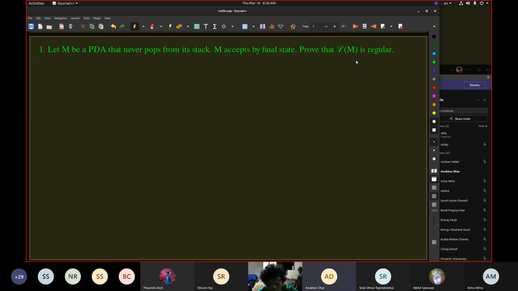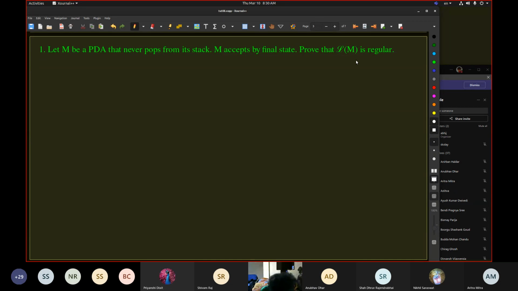Sir, so we can make up an epsilon NFA with states from Q cross gamma, such that gamma represents the stack top symbol and Q is the state, and then we can plan the transitions accordingly. Yeah, so that's it, right?